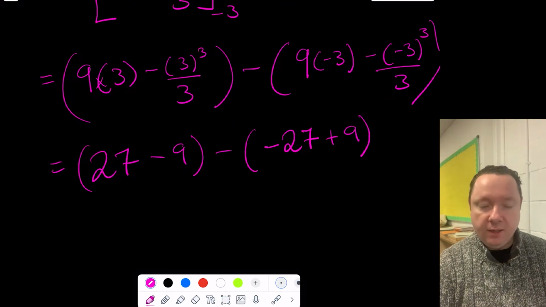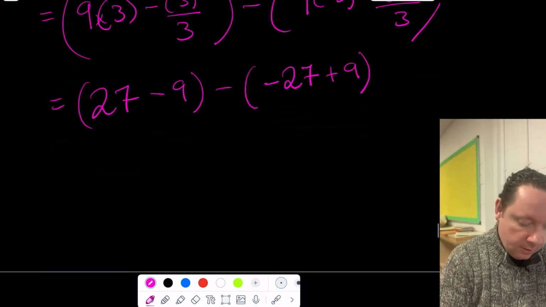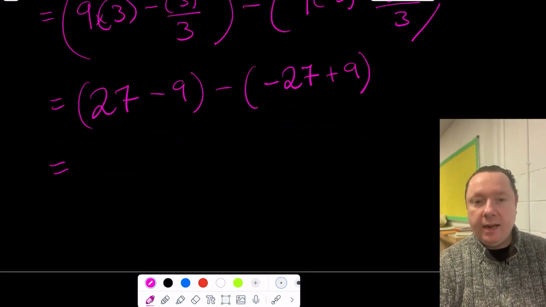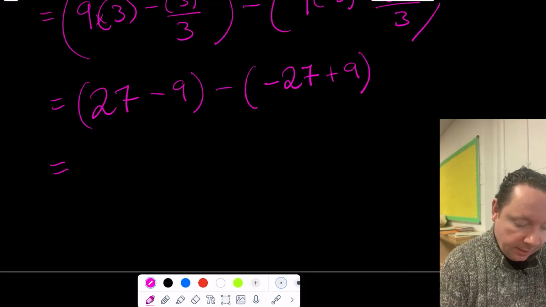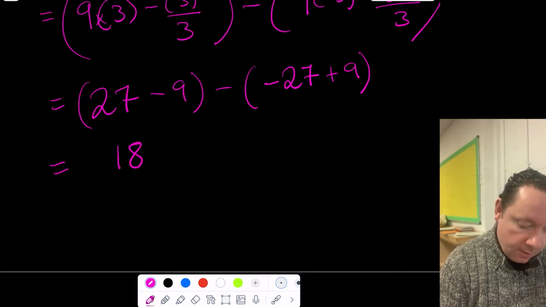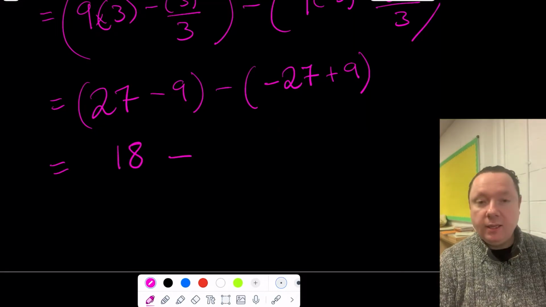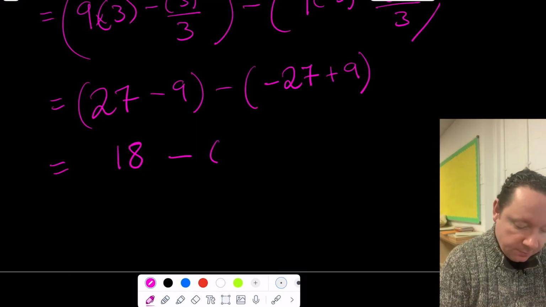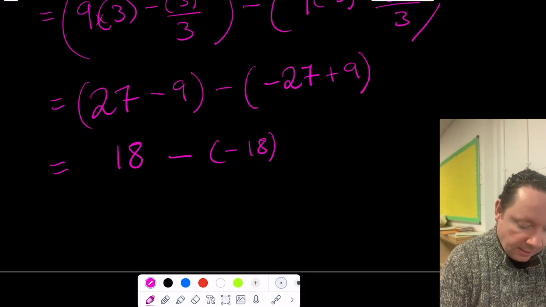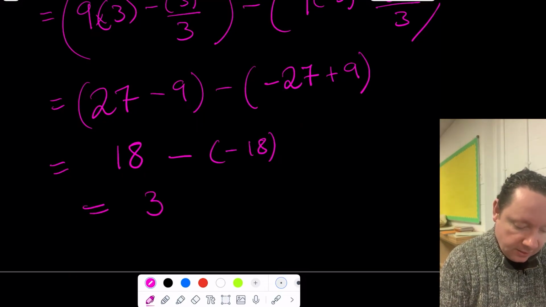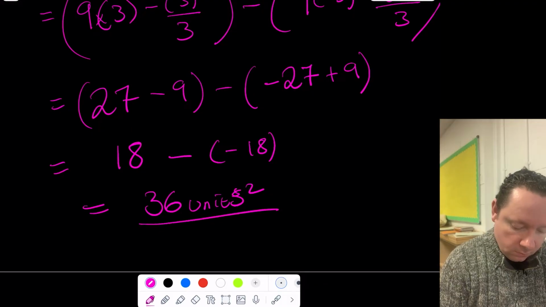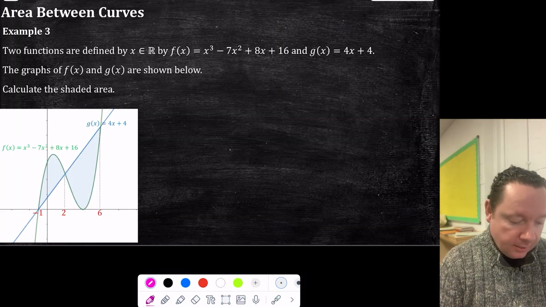So negatives appearing all over the place. 27 take away 9 is 18. Minus 27 add 9 is minus 18. 18 minus minus 18 is 36 units squared. We're done there.